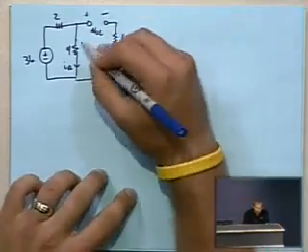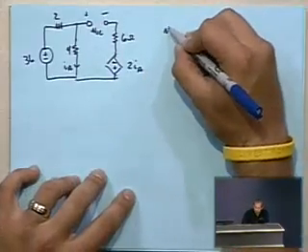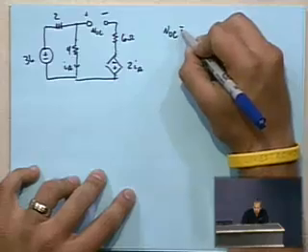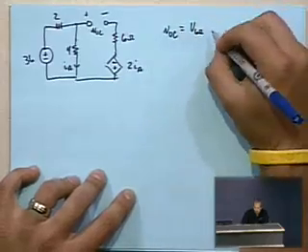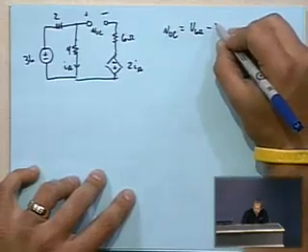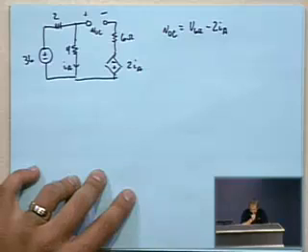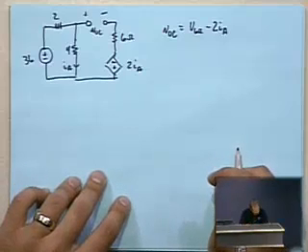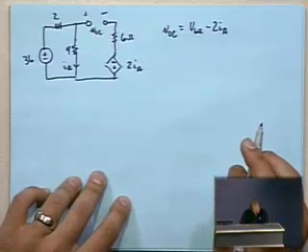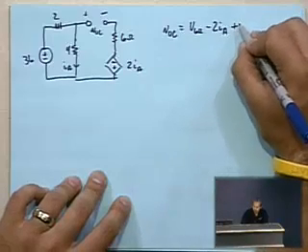So let's write this equation out just so we're feeling kind of comfortable with it. We've got the open circuit voltage will equal the voltage across the 6 ohm resistor minus 2 times IA, which is the voltage across that source, and then plus the voltage across the 4 ohm resistor.